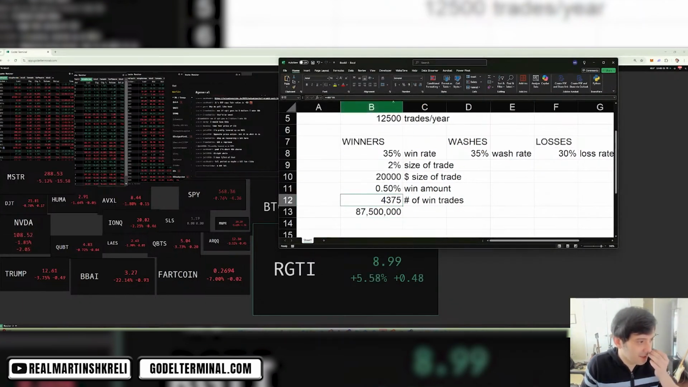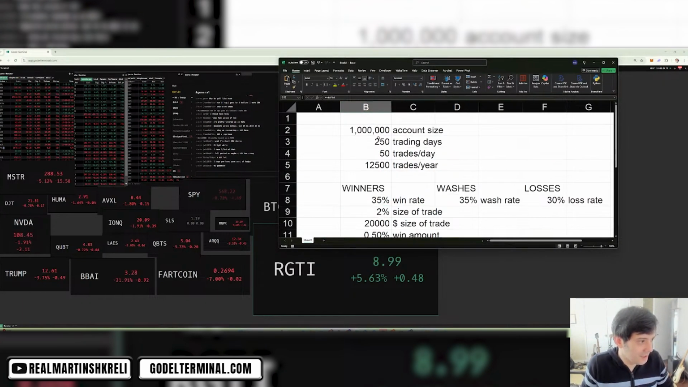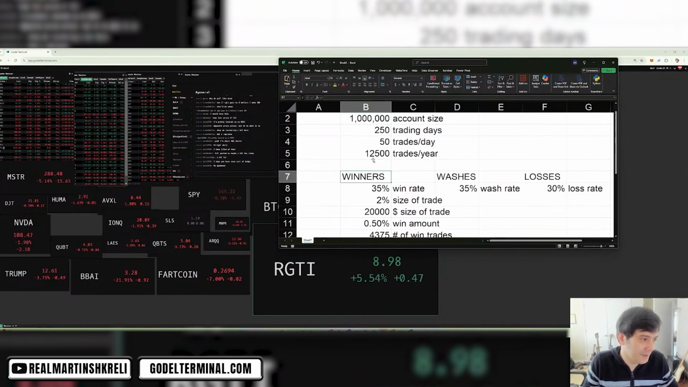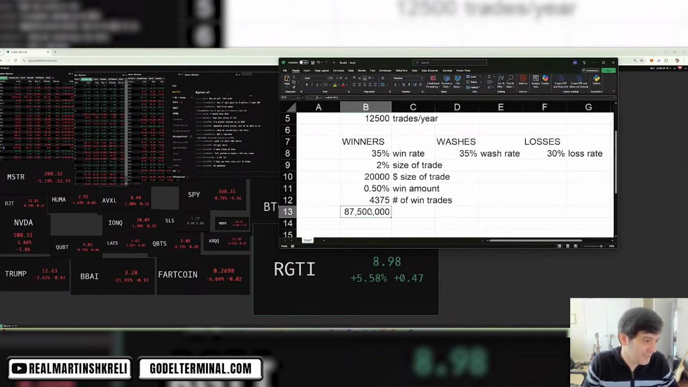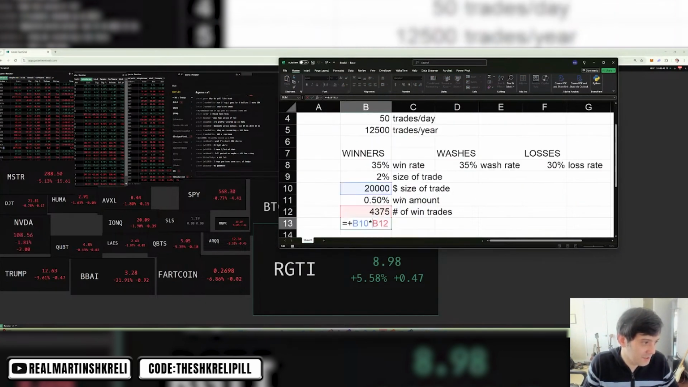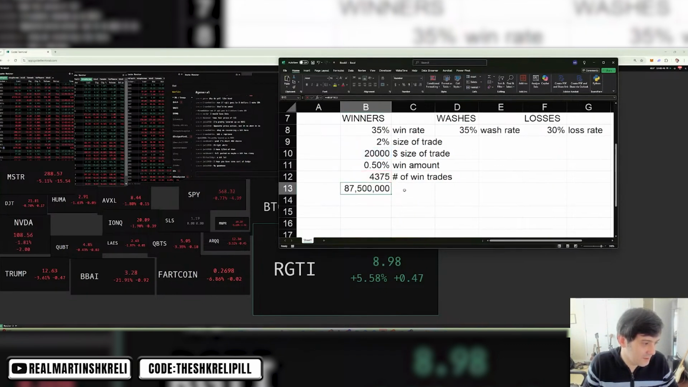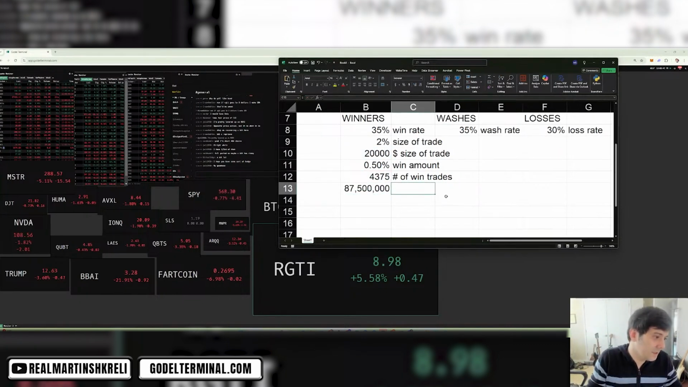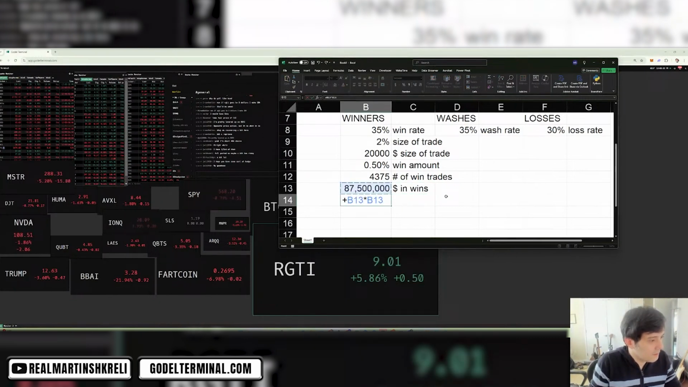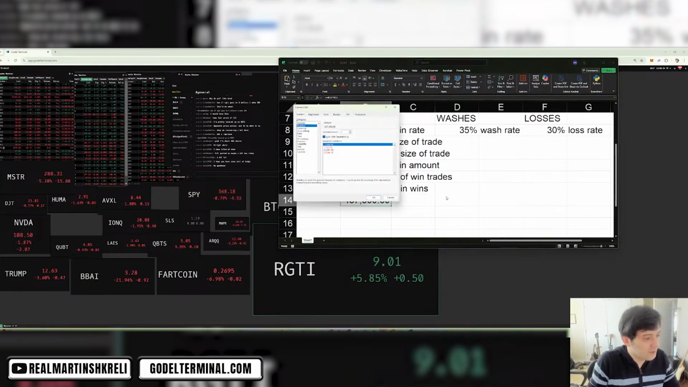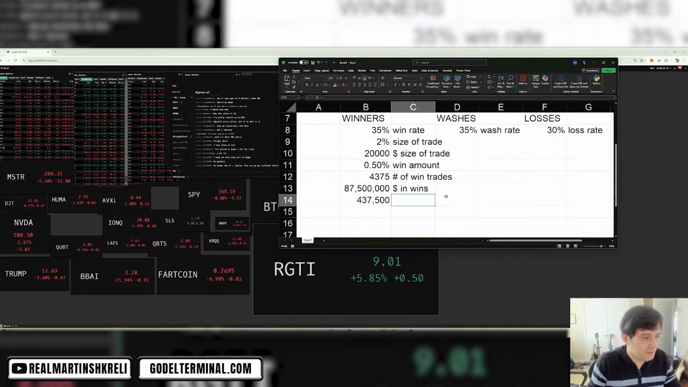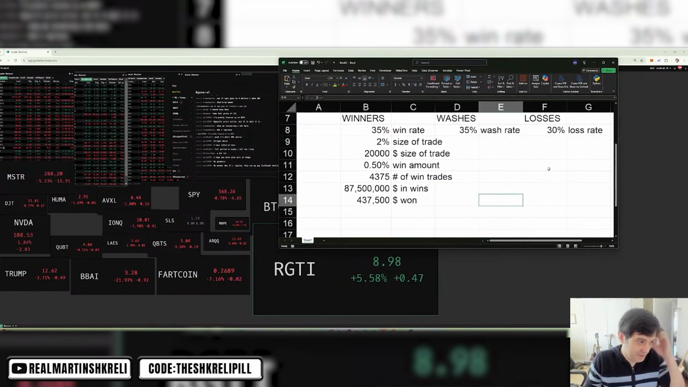And it's kind of amazing, right? With a $1 million account, you may make $87 million of trades. 20,000 bucks, 4,000 trades. Yeah, sounds right. Dollars in wins. And how much did you make? $400,000. Now, if you only had wins, you'd have a nice 40% return. The washes you don't even have to do them, I don't think, right?